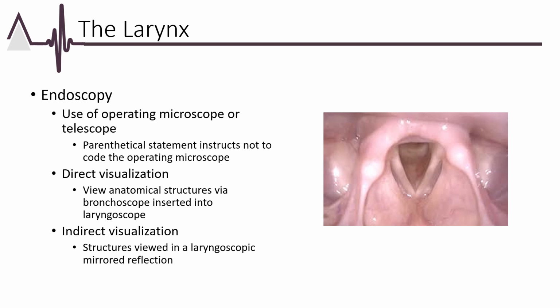Under the endoscopy guidelines, there are specific anatomical sites that must be reviewed and documented. Codes include with or without the use of operative microscope. Since there are codes that include the use of operative microscope, we do not code separately for the operative microscope. Endoscopy can be performed either direct or indirect.